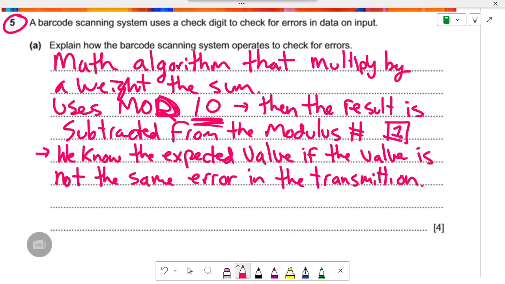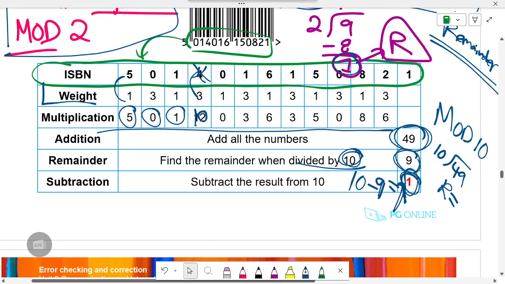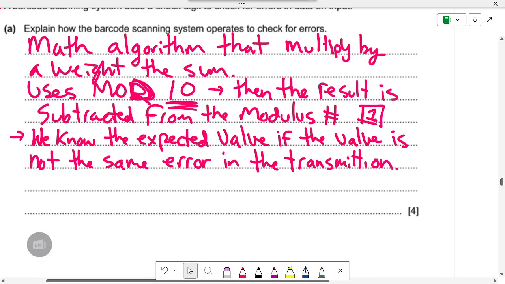Okay? If that is not 1, for example, if I make a mistake, it means one of these numbers is wrong. So maybe this one is 4 or something like that, and we do the math. We won't get the same result, and then I need to resend the data. Okay? So that's kind of what a test would look like.